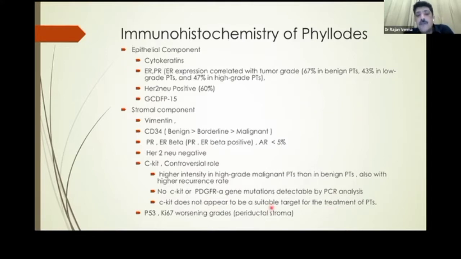If you look into P53 and Ki67, we have already touched upon that. The P53 and Ki67 increase with the worsening grade. One point to remember is that you should look into the P53 positivity around the epithelial element, in the subepithelial area where the condensation of stroma is there. It increases there first. So P53 and Ki67 increase with worsening grades.